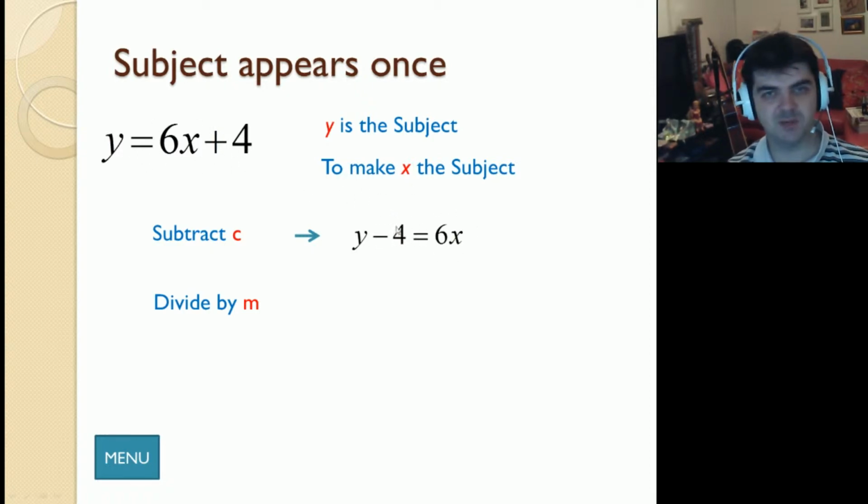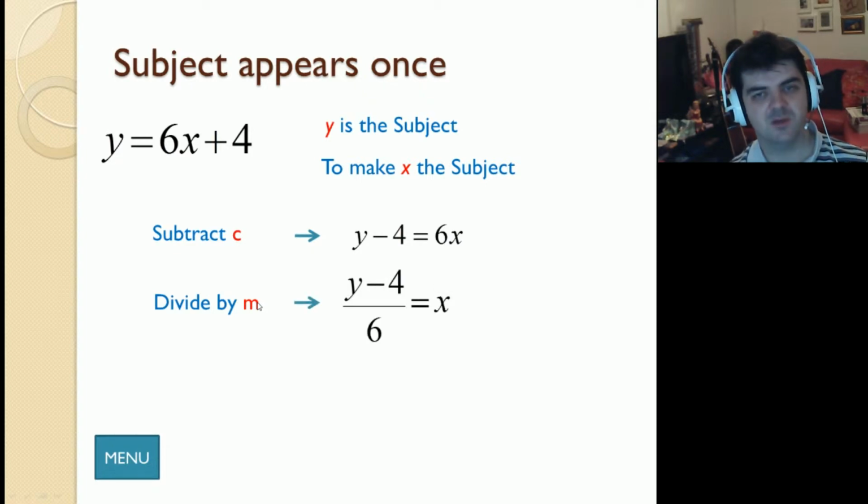So we've got y minus 4 equals 6x. Then we'll have 6x equals y minus 4. We need to get x on its own, so we need to take the 6 multiplied by x, take it multiplied by 6 over the other side, so it's divided by the 6, and you'll get y minus 4 over 6 equals x, and that is your answer.